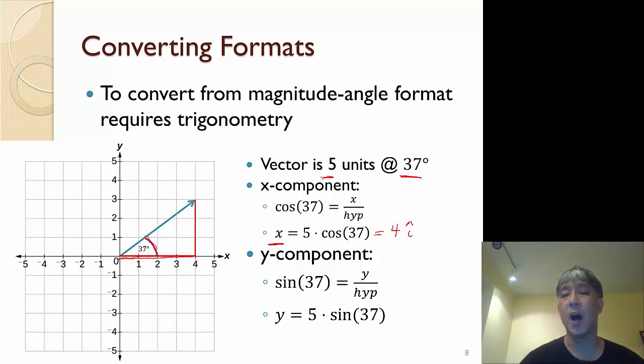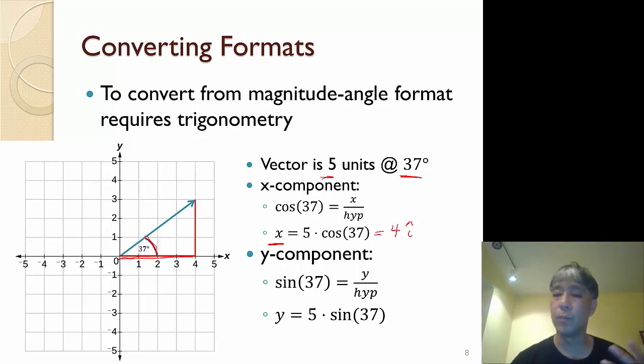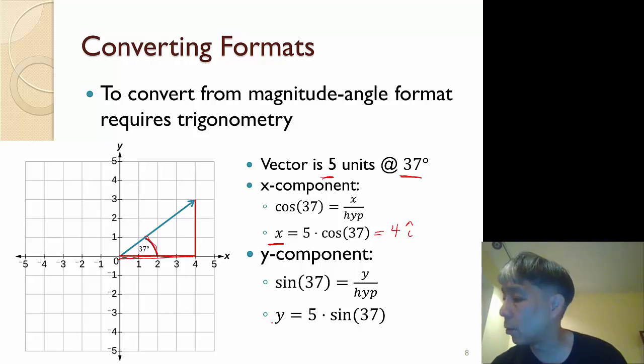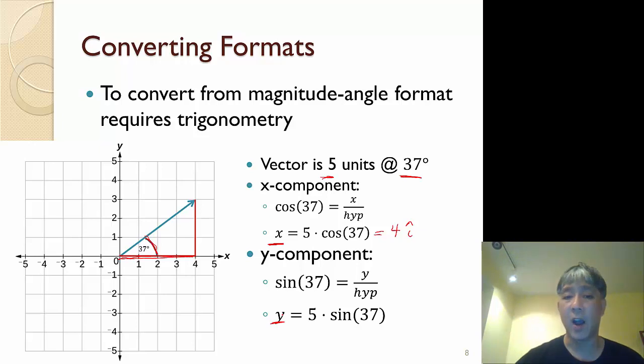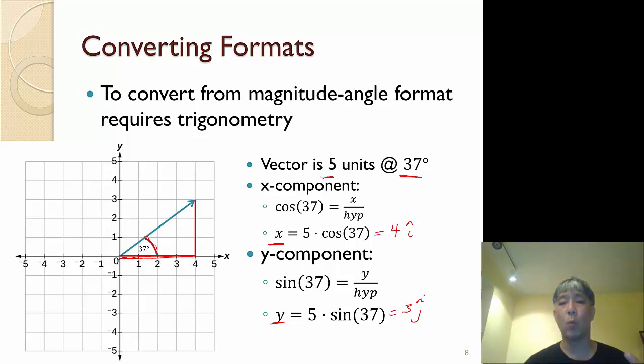The y component is the opposite side to the angle. So if I want to think opposite side, I have to think the sine of the angle. So in this case, the sine of 37 is equal to the y component over the hypotenuse. So doing a little bit of algebra, I have the y component is equal to 5 times the sine of 37, or in this case, 3 j hat. So that's my y component, or the j hat component.